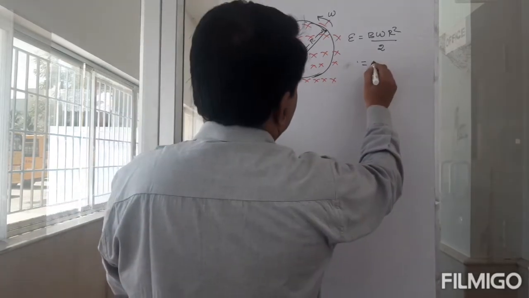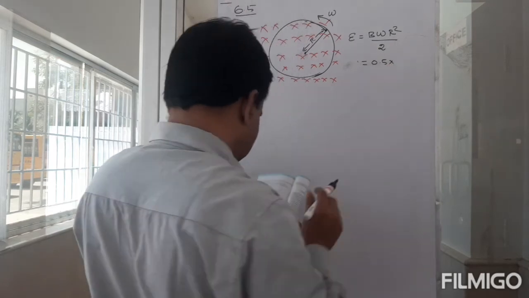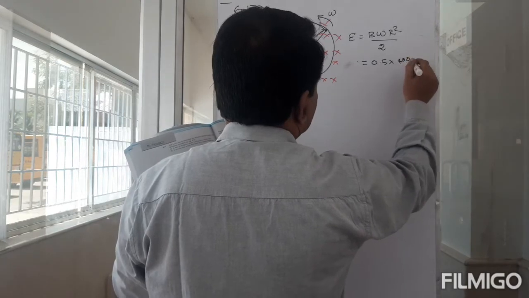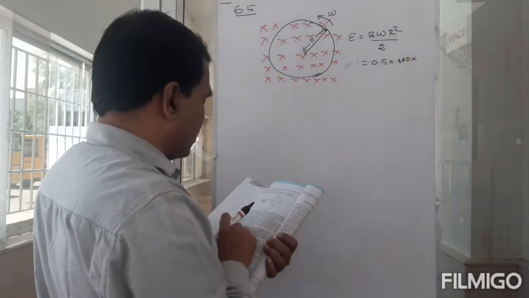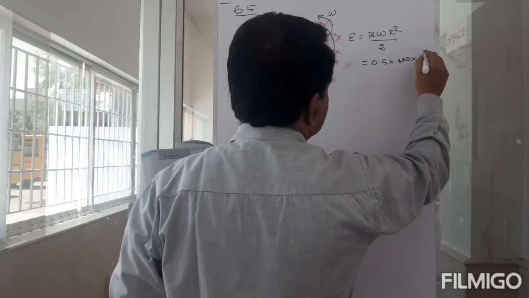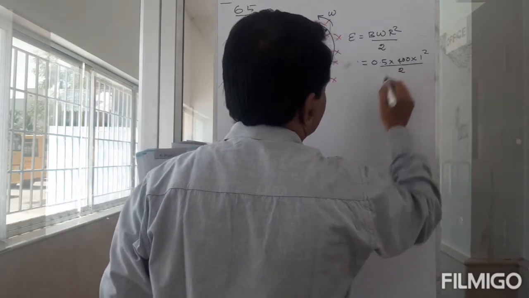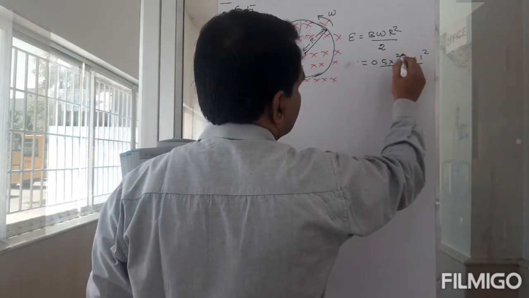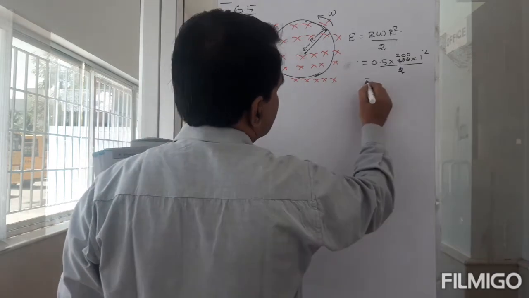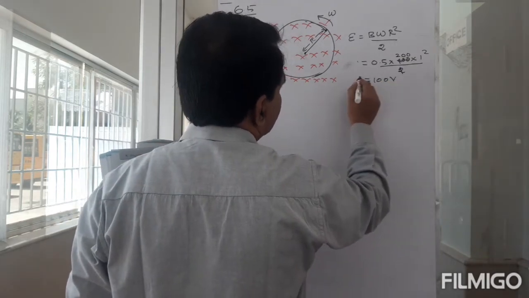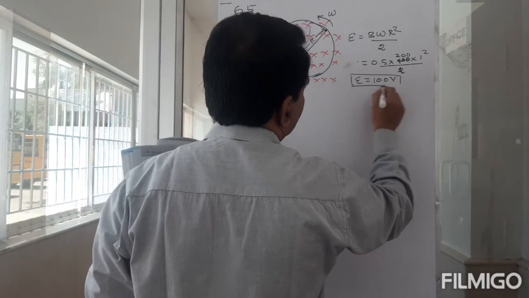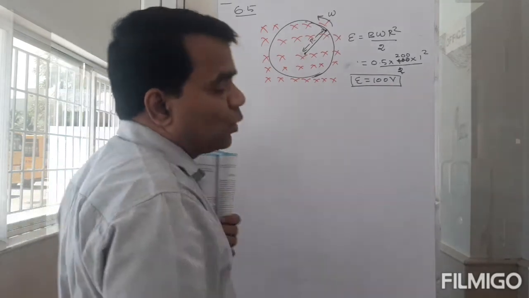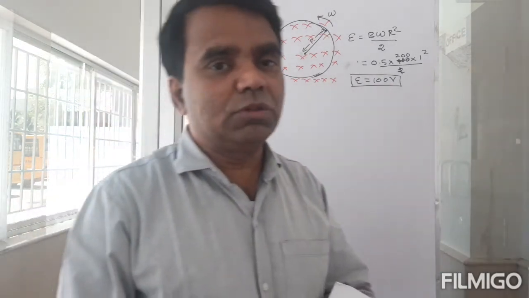This E is equal to B, which is 0.5 Tesla, so you get 0.5, and then omega is 400 radians per second. And then r is 1 meter long, so it's going to be 1 squared, and then we're going to divide by 2. So clearly this will be 200 into 0.5, it's going to be 100 volts. So the potential difference between this point and this point would be 100 volts. It's a very straightforward problem.